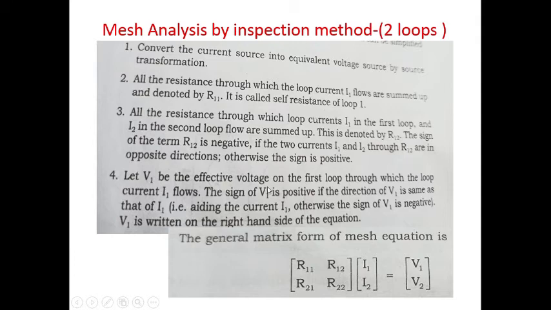Let V1 be the effective voltage on the first loop through which the loop current I1 flows. The sign of V1 is positive if the direction of V1 is the same as that of I1, that is, aiding the current I1. Otherwise the sign of V1 will be negative. V1 is written on the right hand side of this equation. So this is the method.